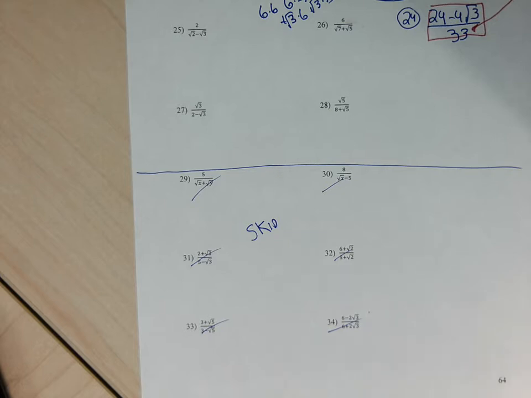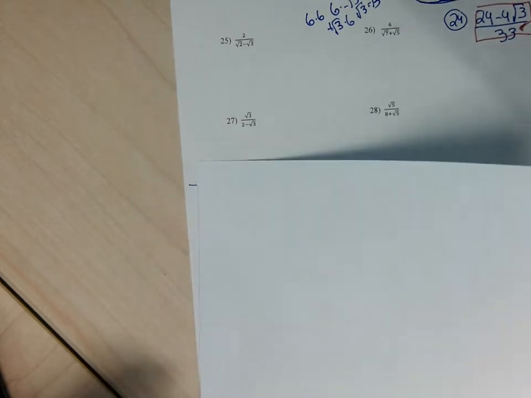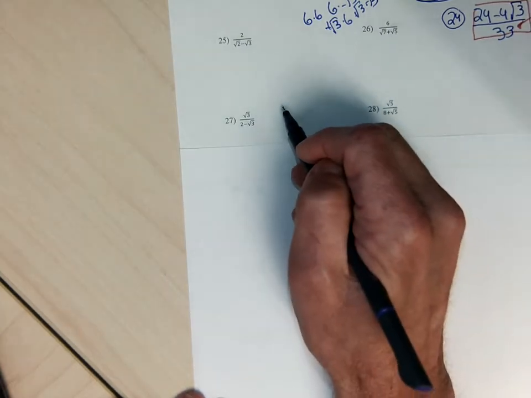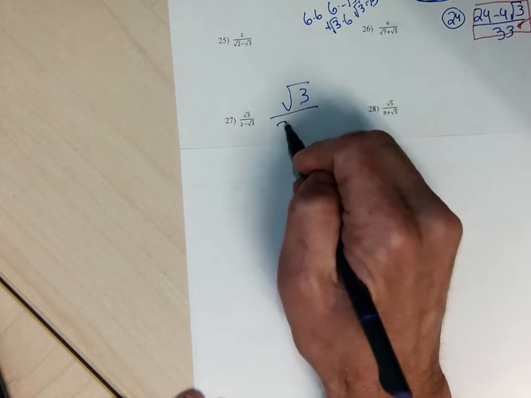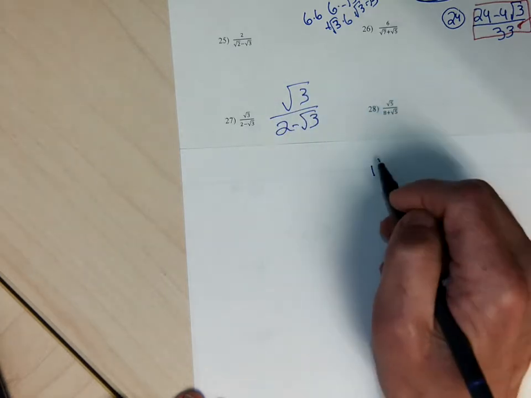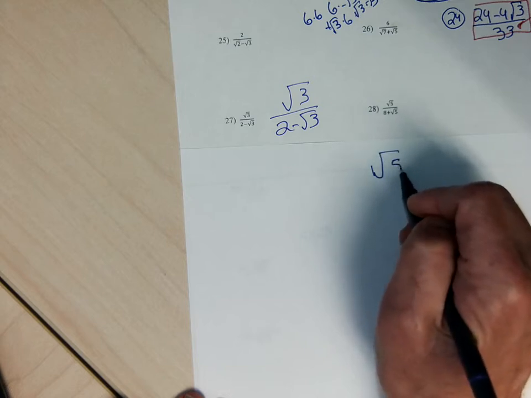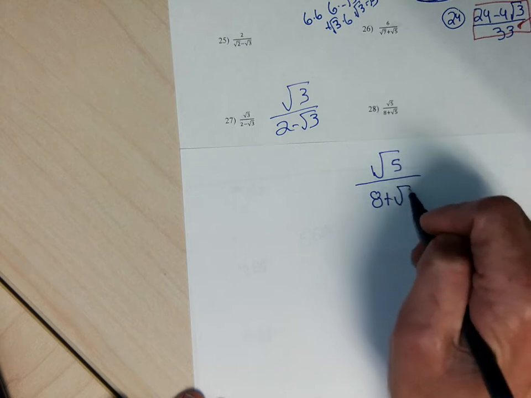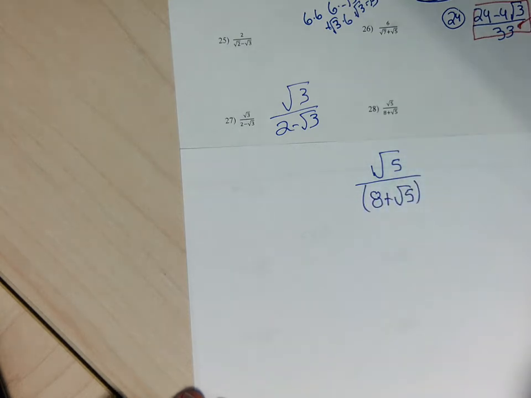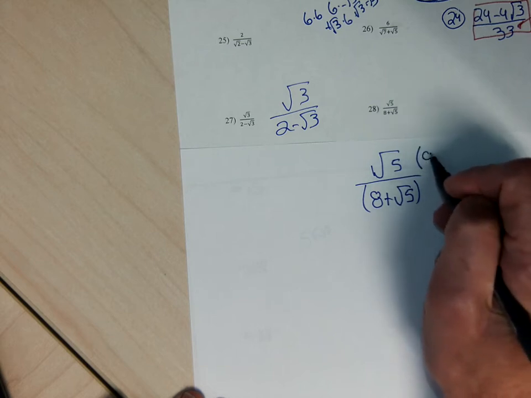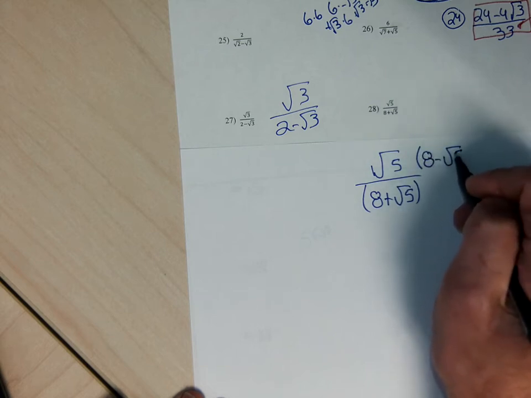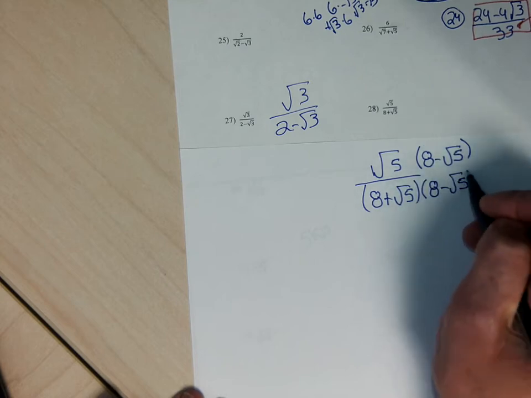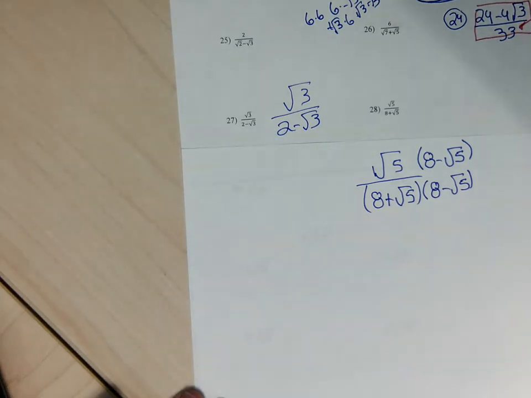I'll do 28. You can do 27, and we'll be done with this section. For 27, if you can't read it, it's square root of 3 over 2 minus square root of 3. It's a little bit different than mine. It doesn't matter. For 28, I'm going to put the denominator in a parentheses. I'm going to multiply by the conjugate of the denominator, which is the denominator with its sign changed. So I'm going to make that minus as opposed to a plus. On 27, you're going to multiply but with a plus.